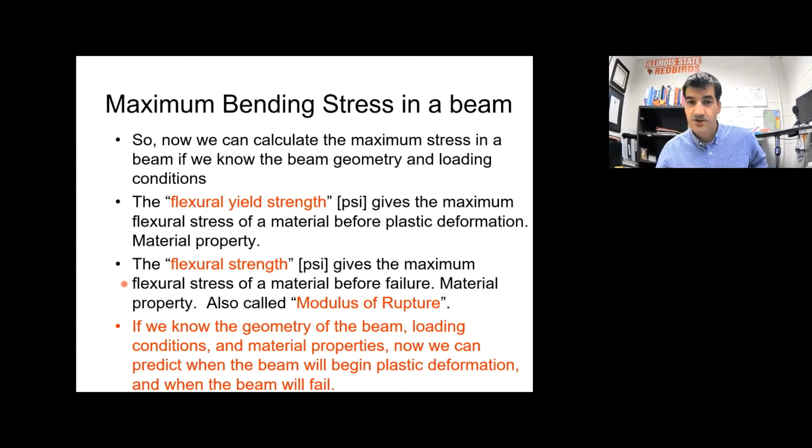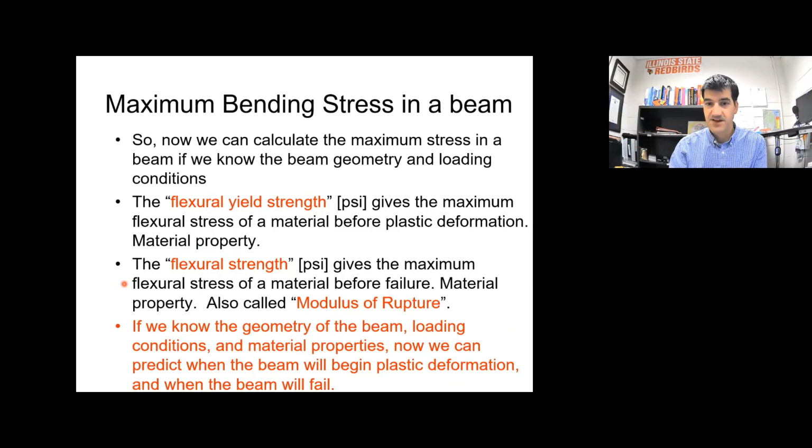So you can look this up on matweb.com or whatever other resource you want to use, and you can find this. And in fact, this is going to be useful for you in Lab 8 when you're making your predictions for how much force your beam can support.